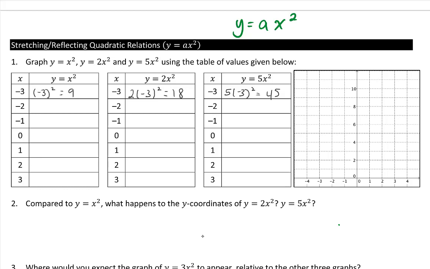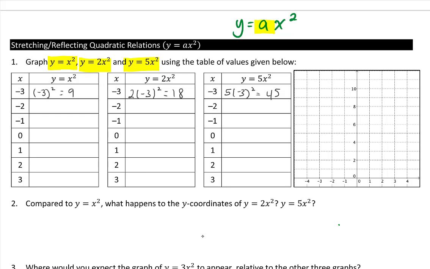Today we're going to investigate the role of a in y equals ax squared. To do this, we're going to graph y equals x squared, y equals 2x squared, and y equals 5x squared, using the table of values shown here. So I've started the first ones for you.